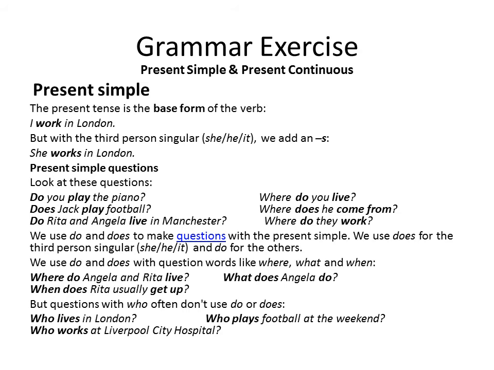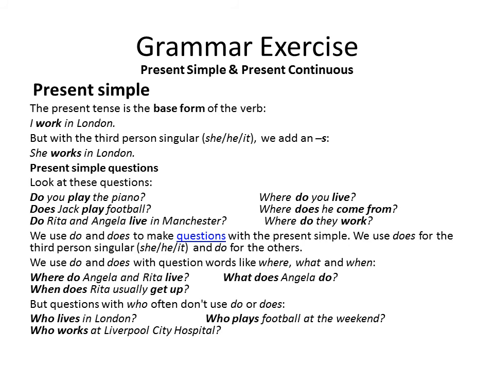The present simple questions include, for example, do you play the piano? Does Jack play football? Do Rita and Angela live in Manchester? Where do you live? Where does he come from? Where do they work? We use do and does to make questions with the present simple. We use does for the third person singular like he, she, it, and do for the others.